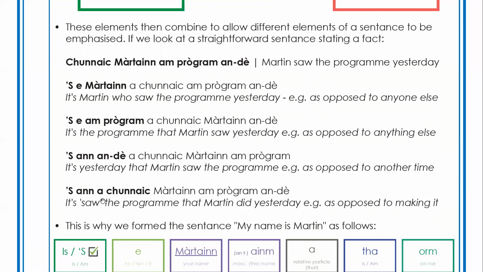And lastly, and this one doesn't work quite so well in the translation, in Gaelic we can front with the verb, emphasize the verb, and say that it's saw the program that Martin did yesterday. So we're emphasizing the action. Is ann a chunnaic Màrtainn am program an-dè. So as I say, the translation into English doesn't work quite as well, but you can follow the principle that this time we're emphasizing the action that Martin did on the program yesterday.